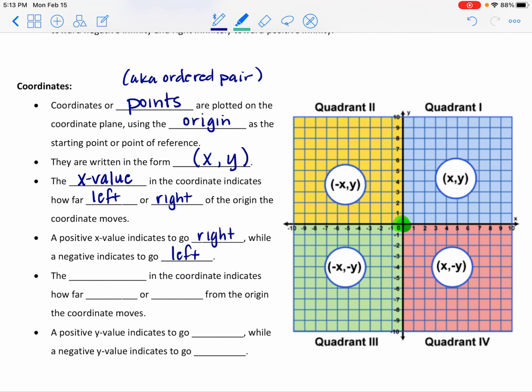Okay, so when we're looking at an ordered pair, it is literally giving us a direction where we start at the origin, and then from there we either go left or right, or we go up or down, or maybe we don't move at all, just depends on what the coordinate gives us. Okay? And just so that we are clear, if we have positive x values and positive y values, any point that has a positive x and a positive y will land in quadrant 1.